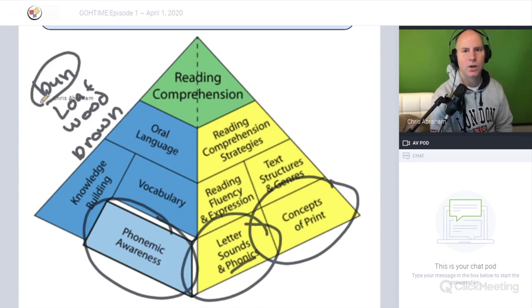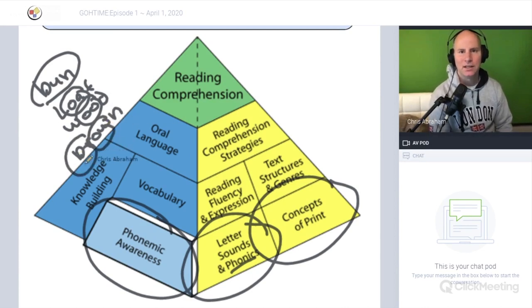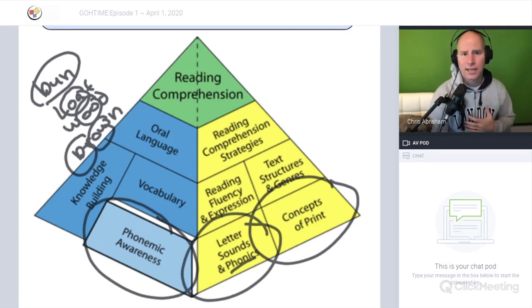So we have CVC words within this beginner text. We have words with vowel digraphs. We have words with diphthongs and blends. A child reading Peter Rabbit would have to have those basic phonic skills to decode the text.